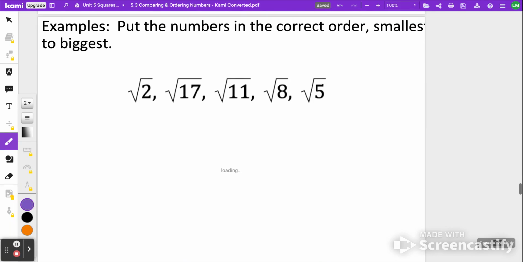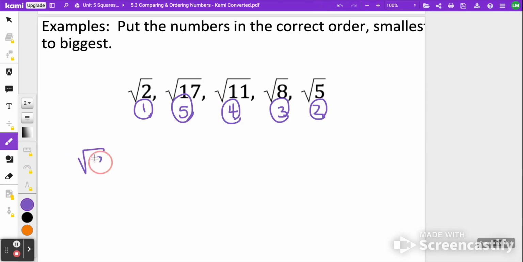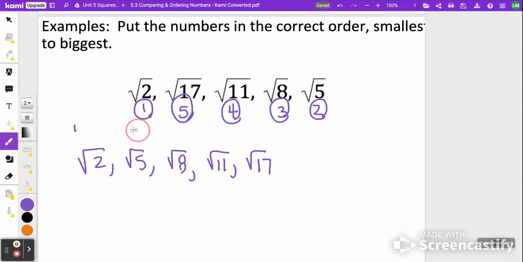With these, I like it when we compare all of the square roots because the smaller the square root, the smaller the answer is. So to be honest, all you have to do is write them in least to greatest order from what you see currently. So 2, then 5, then 8, then 11, and 17. So the square root of 2, square root of 5, square root of 8, square root of 11, and then square root of 17. Mainly because 2 is closest to 1, 5 is closest to 4, so that's 2.